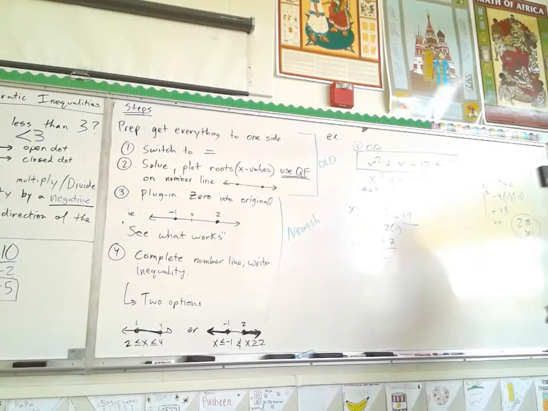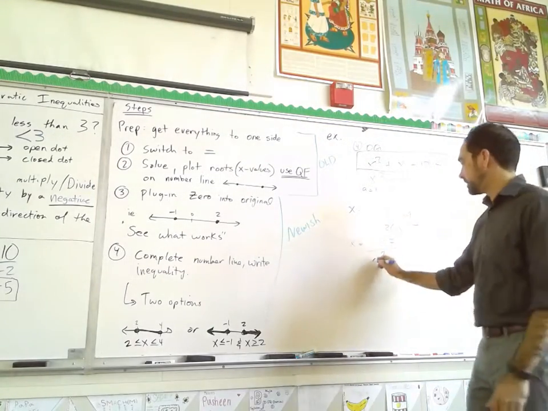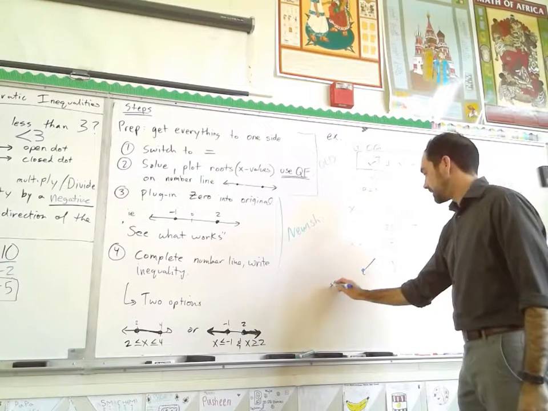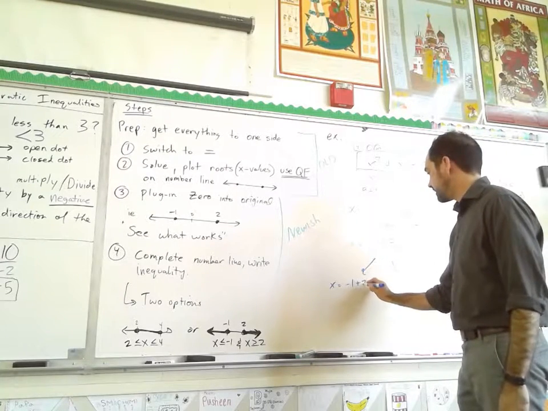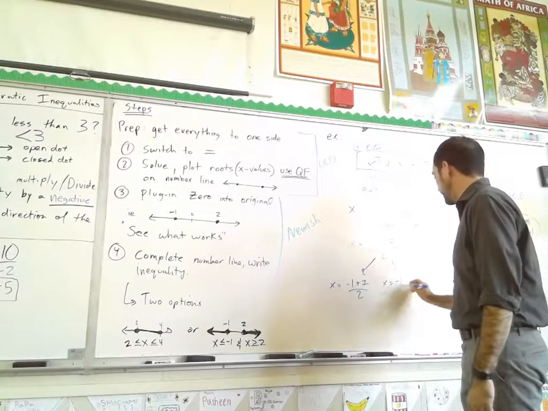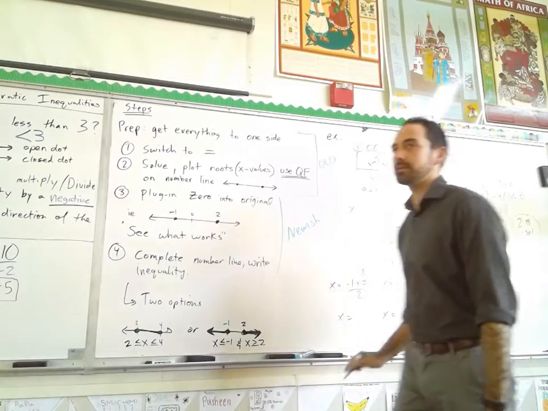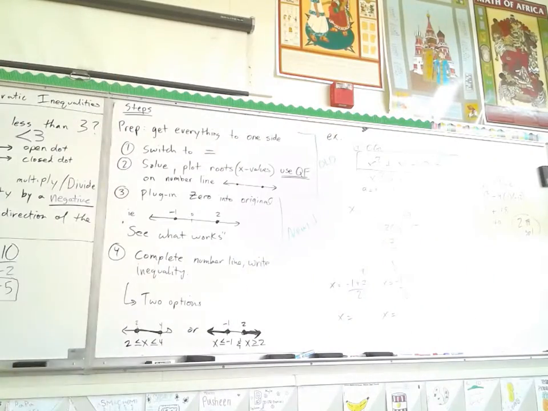What do I need to do now? Branch it, split it, whatever you want to call it. So we get x is negative 1 plus 7 over 2. We get x is negative 1 minus 7 over 2. So we're going to get our two x's right here. Go ahead and work those two x's. Double check with your neighbor. Just give you 20 seconds for that.